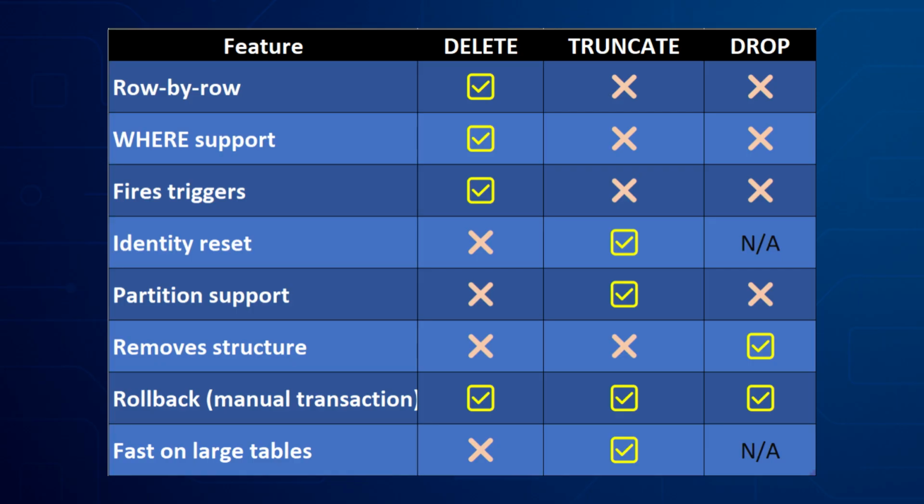Here's a quick summary. Use delete when you need row-level control. Use truncate when you need fast, clean data removal and identity reset without dropping the structure. Use drop when you no longer need the table at all.